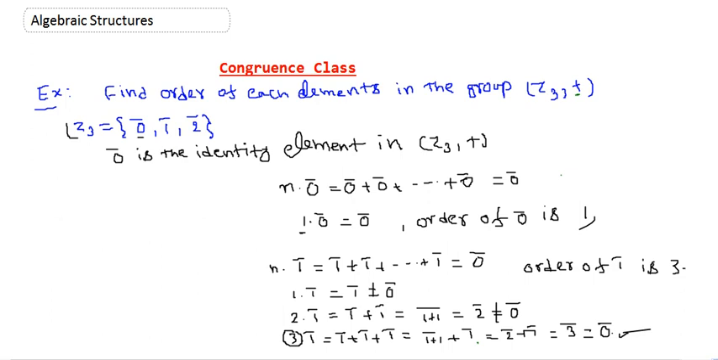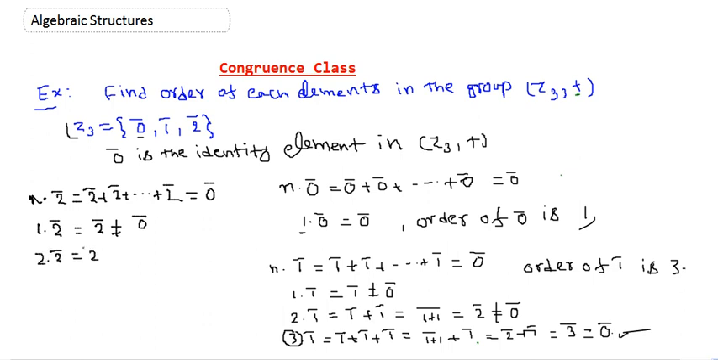Which means we have to find the least n, the least number of times we have to add 2 bar with 2 bar to get 0 bar. If I add 1 into 2 bar, we are taking 2 bar just once, not adding it with anything, so 2 bar is clearly not equal to 0 bar. Then 2 into 2 bar means we are adding 2 bar 2 times, so we get 4 bar, and if I divide 4 by 3, we get the remainder 1, so 4 bar is actually 1 bar.